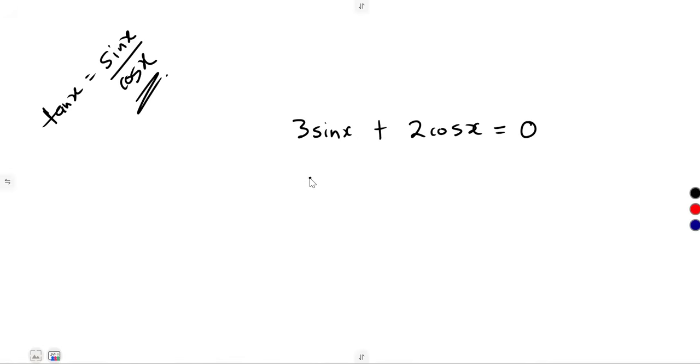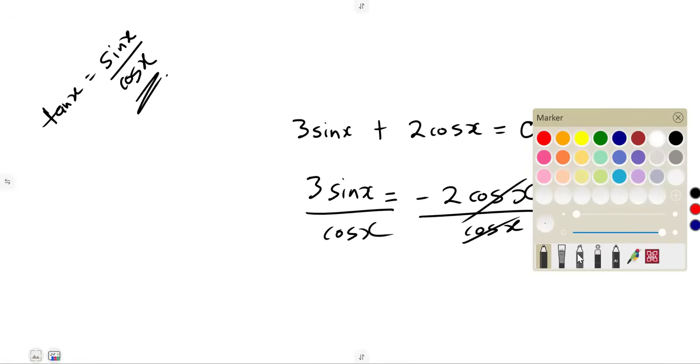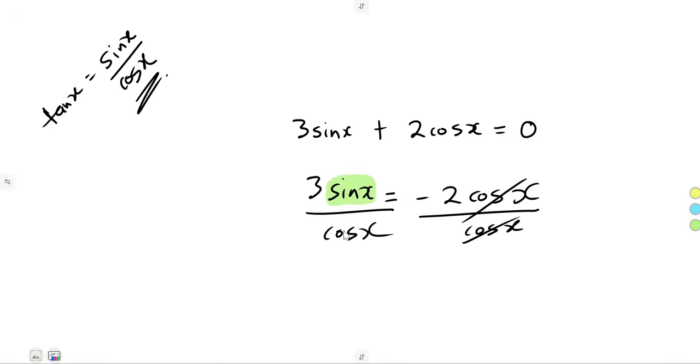So someone can say, okay, since I want to have sine over cos, let me take this to the other side. So it's going to be 3 sine of x is equal to negative 2 cos of x. The moment it crosses the equal sign, it changes the sign. To obtain sine over cos, we must divide by cos so that it will be in the denominator here. So divide by cosine of x. Cosine of x can cancel. So sine over cos, this is what you need. Sine of x over the cos of x, which gives you a tan.